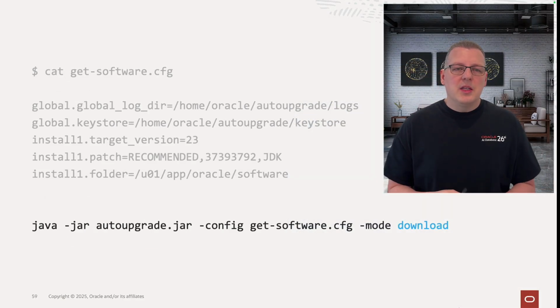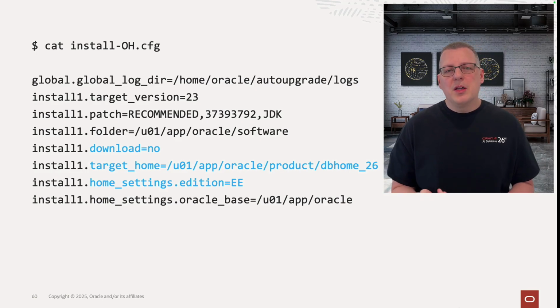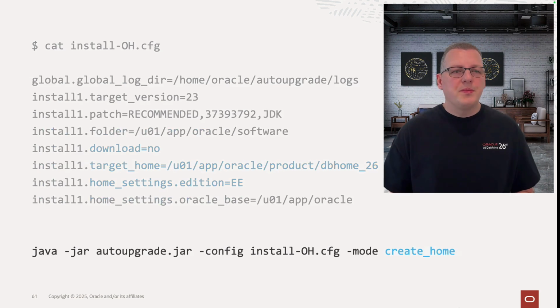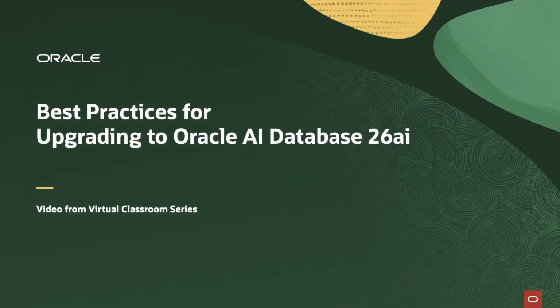Okay, so I add the JDK to my configuration file. I can call the AutoUpgrade in download mode, and AutoUpgrade will download all the patches, including the JDK. And here, it's a simple installation file that I can see. I change it to download equals no because I already downloaded the files, and I want to install Enterprise Edition Oracle Home. When I call the mode create home, Oracle AutoUpgrade will create this new Oracle Home for me.